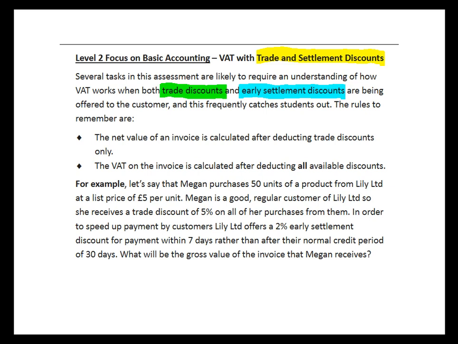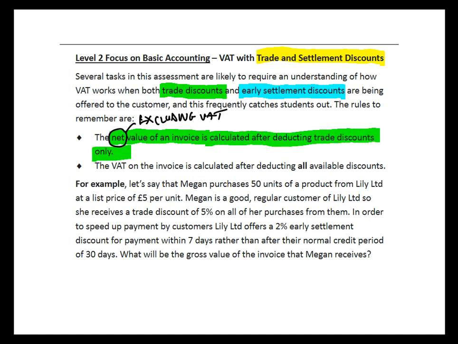Now, the treatment of trade discounts and settlement discounts is a little bit different when we're viewing the invoices. The net value of an invoice, now when we talk about the net value, we mean excluding any VAT at that point. So the net value of an invoice is calculated after deducting trade discounts only. The reason for that is that at the point of the invoice, you know that the customer is going to get the trade discount. You know that they're a regular good customer, or you know that they're ordering a large amount of units to qualify for a bulk trade discount.